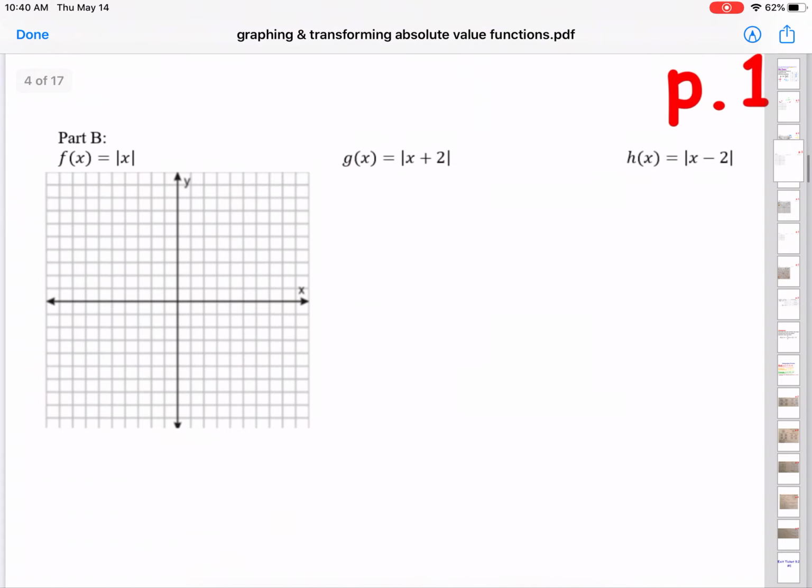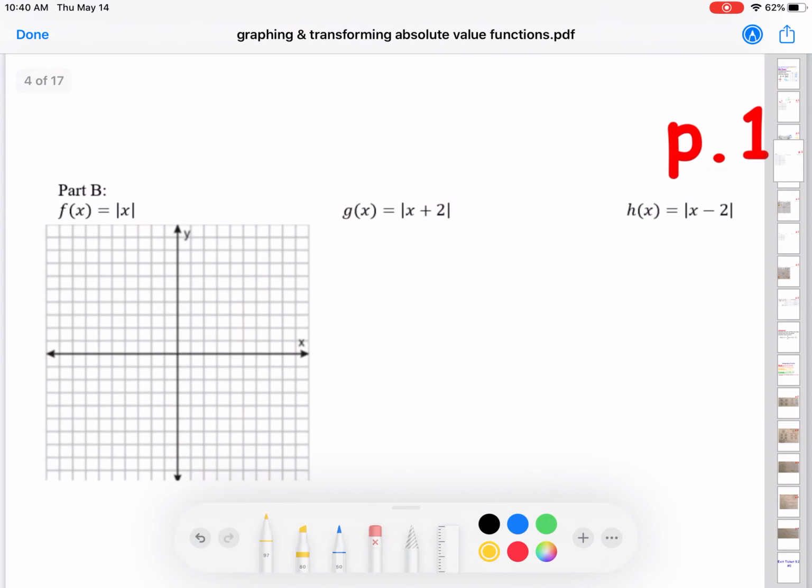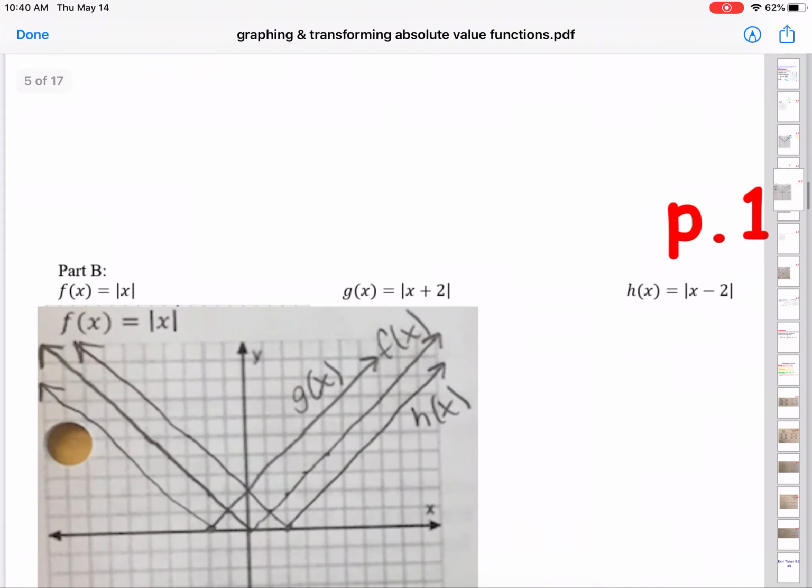Let's take a look at activity B. So you'll notice in activity B, what we're going to be focusing on changing here is our h value, because we're now putting a number inside of the absolute value symbol. So let's take a look at what these graphs look like here.